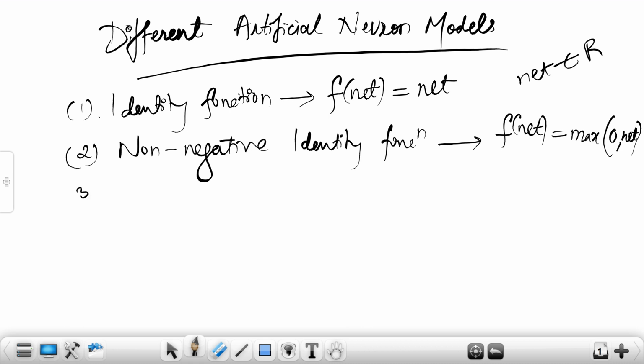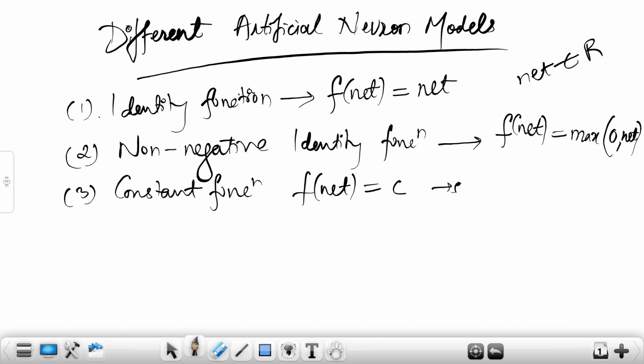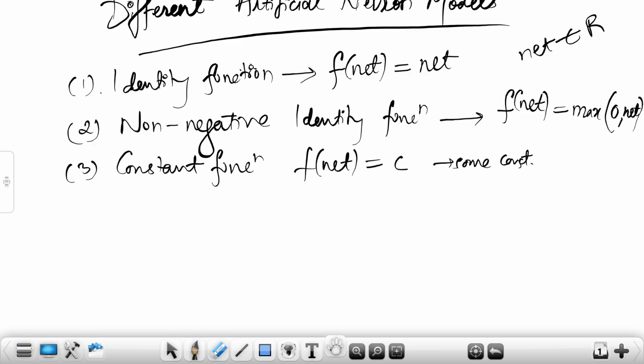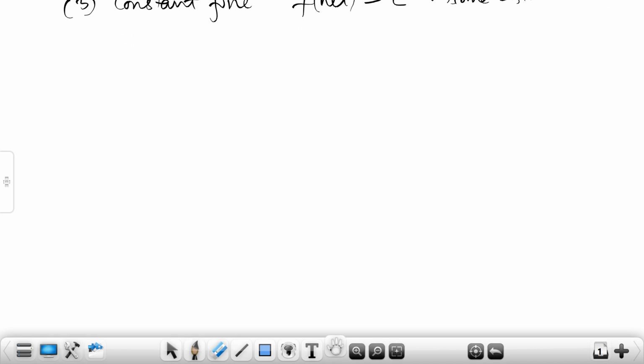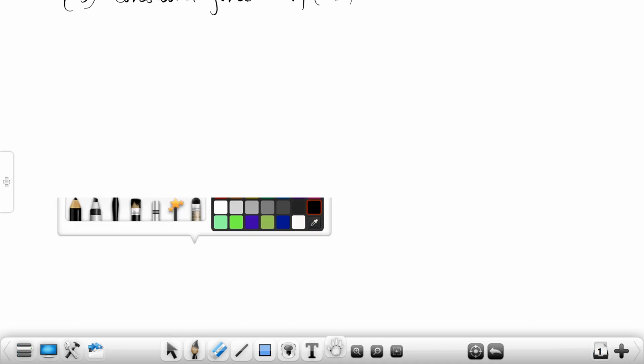Now the third one is the constant function. What happens in the constant function? F of net equals C, where C is some constant value. Whatever you give, the output will be this constant. Now these are the three simplest neuron models. Now we come to the actual neural models that we'll be using. We'll be using different mathematical functions.